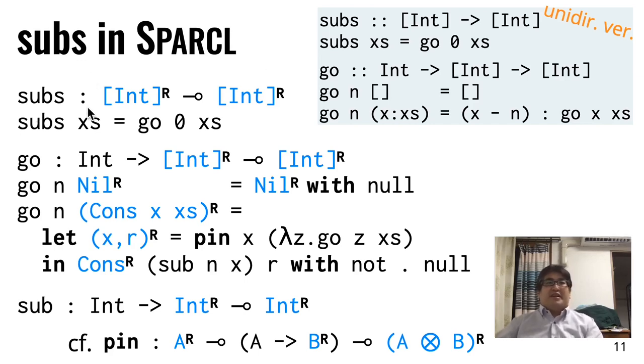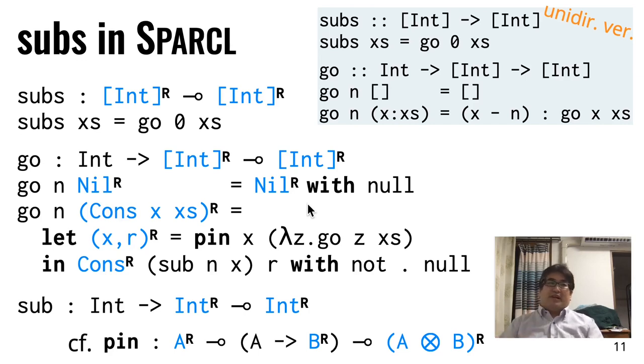Subs in Sparcl takes an invertible list of int and returns an invertible list of int. Surprisingly, the right-hand side of the Sparcl version of subs is identical to the unidirectional version. The go in Sparcl takes an ordinary int and an invertible list of int and returns an invertible list of int. To manipulate an invertible list of int, the go function uses lifted constructors and invertible branching.